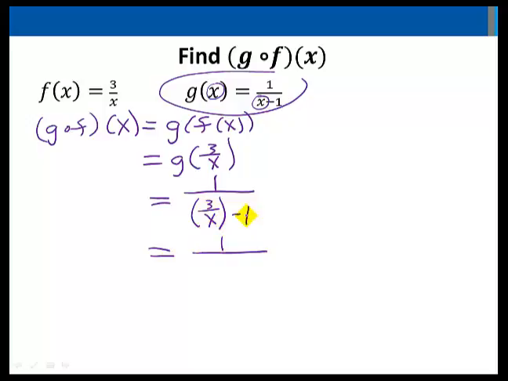So 3 over x minus 1, I'll have a fraction with a denominator of x, and I'll have 3 minus 1 times x over x. 1 divided by (3 minus x) over x is the same as 1 times x over 3 minus x. So g composed with f of x here will be equal to x over 3 minus x.